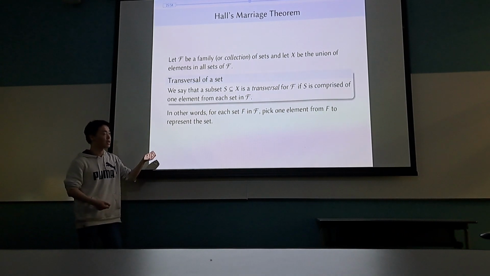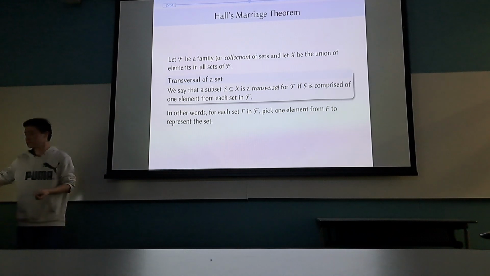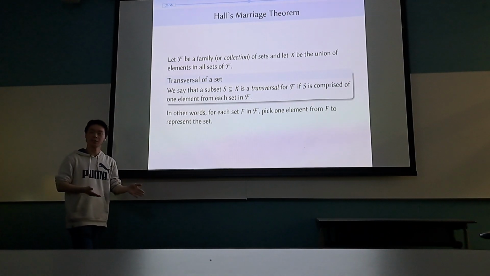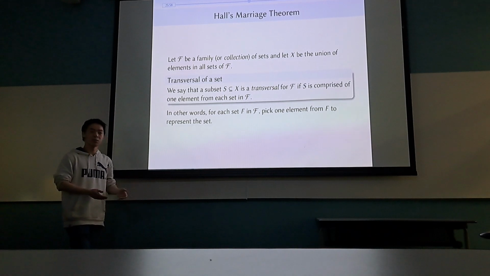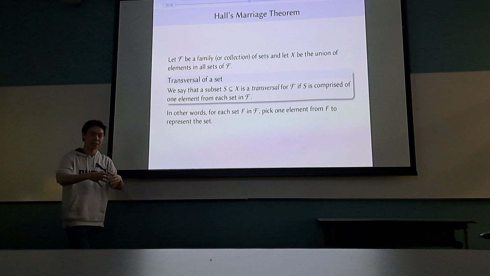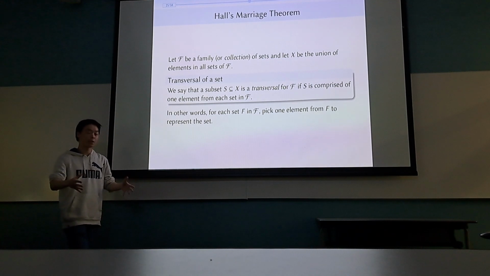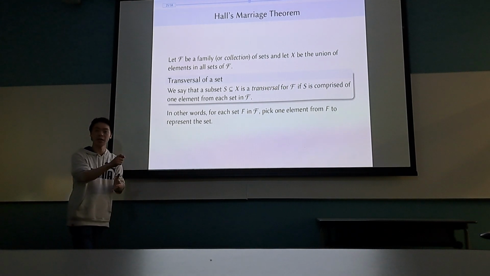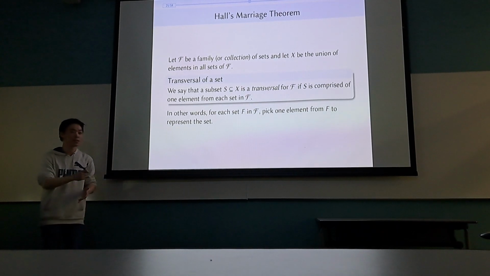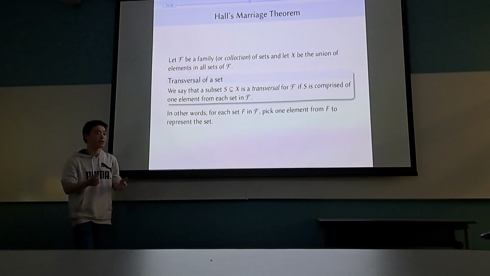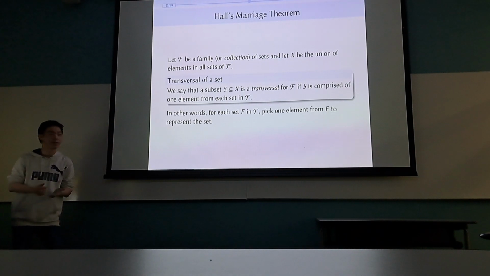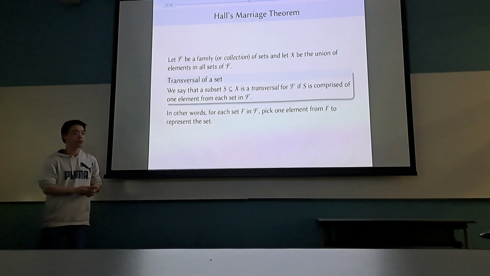And we're going to define a term called a transversal. A transversal, you can think of it as just a cross-section of my family. What I'm going to do is take a subset of my family, and pick one element from each of these sets. And it turns out that this will exist if and only if it satisfies a certain condition. And this is exactly Hall's marriage theorem.